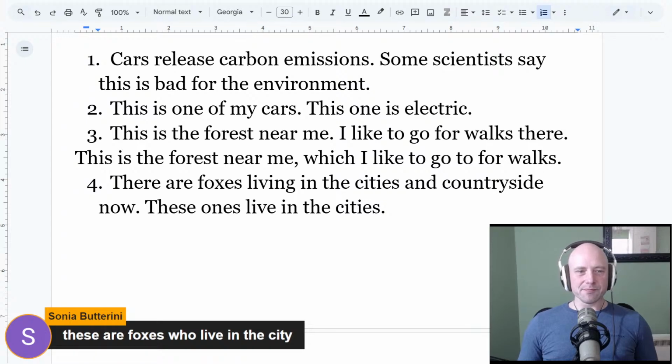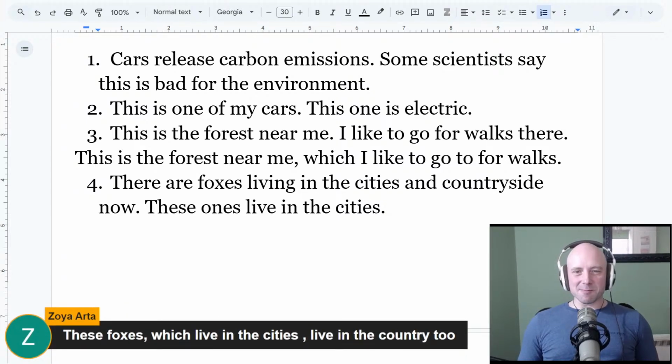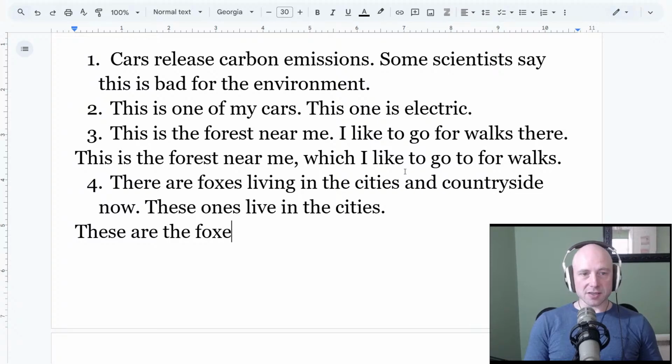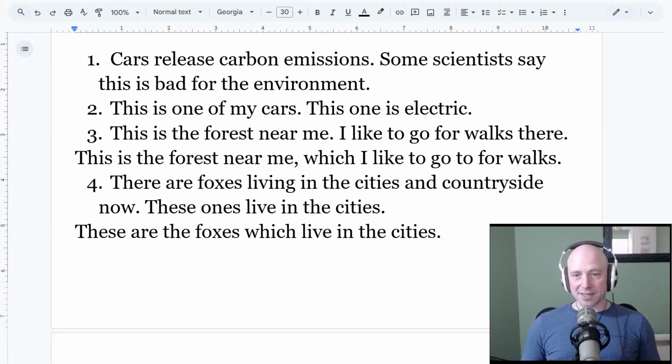That's it, Sonia. Well done. Zoya, that's one way of doing it, but it's not quite in the spirit of the exercise. So the idea for number 4 is you should use a defining relative clause. The defining relative clause will specify one type of fox and imply that there are others. So these are the foxes which live in the cities. That's all we need to say. These are the foxes which live in the cities.